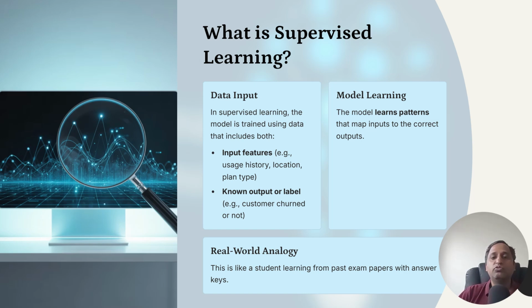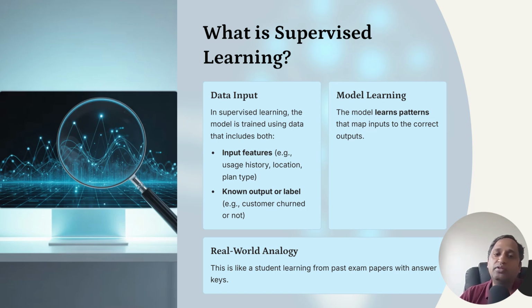So let's start with one of the most widely used approaches in machine learning, which is supervised learning. In supervised learning, the model is trained on historical data where both the input and the correct output are known. So we have labeled data. For example, in case of our TelNova, we might have data on customer usage, their plan type, and how many times they call the support. That's our input features. And we also know whether or not those customers churned. That's our output feature or labels.